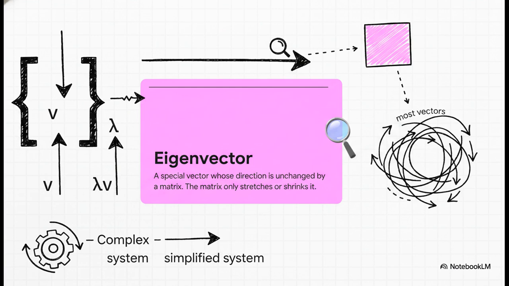Here's the deal. When you apply a matrix to most vectors, they get knocked around, stretched, squished, and rotated into a totally new direction. But not eigenvectors. Oh no. Eigenvectors are special. When you hit an eigenvector with a matrix, its direction stays exactly the same. The only thing that changes is its length. It just gets stretched or shrunk.